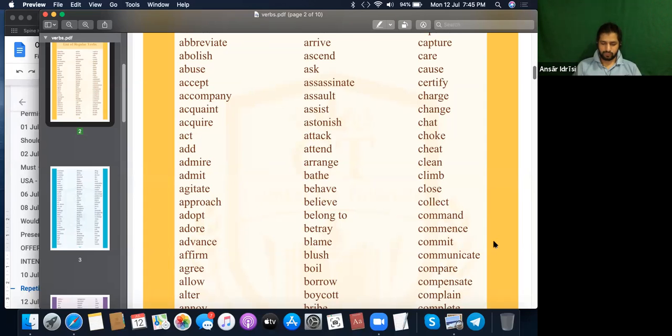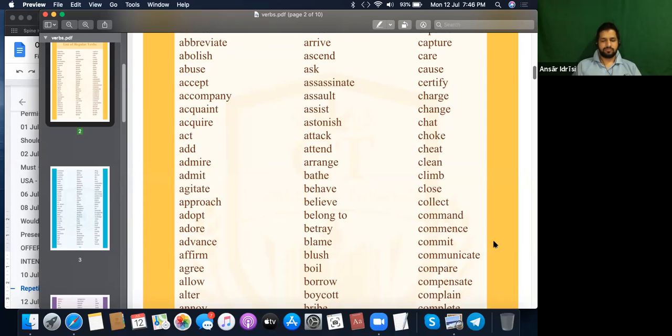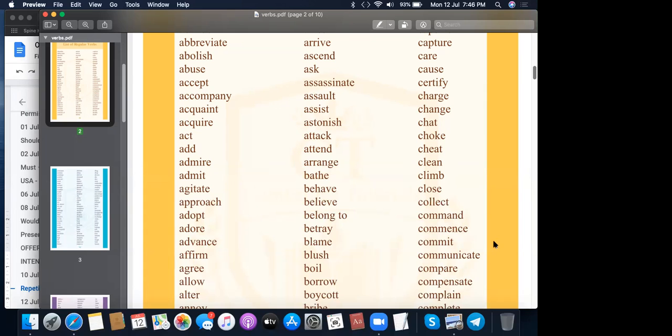Next. I used to abuse. I didn't used to abuse. Did I used to abuse? Did I use to abuse? I didn't used to abuse. Next. I used to agree with you. Did I used to agree with you? I didn't used to agree with you.